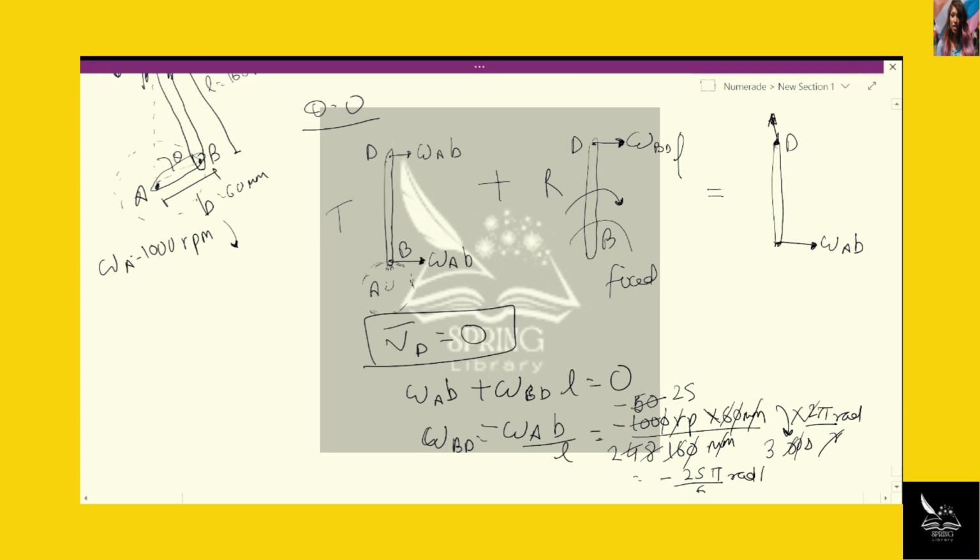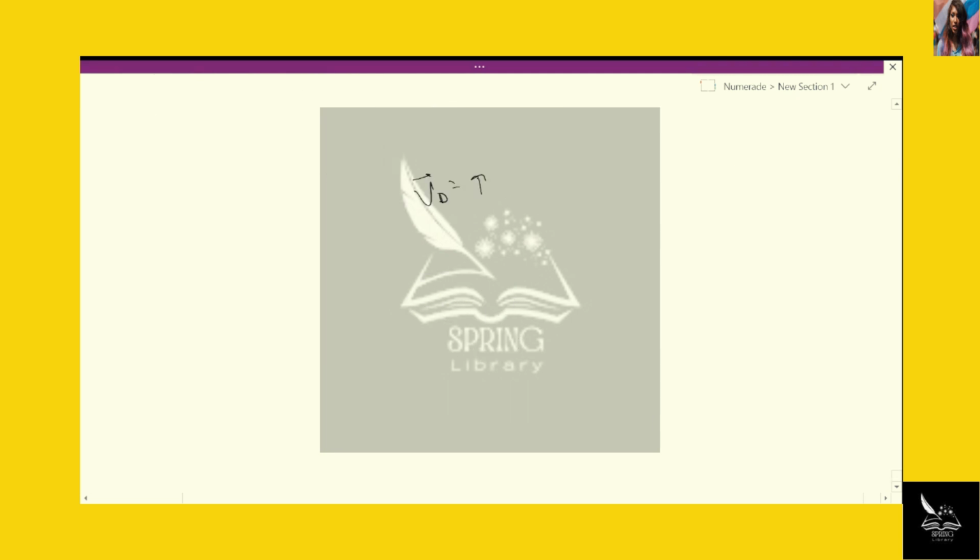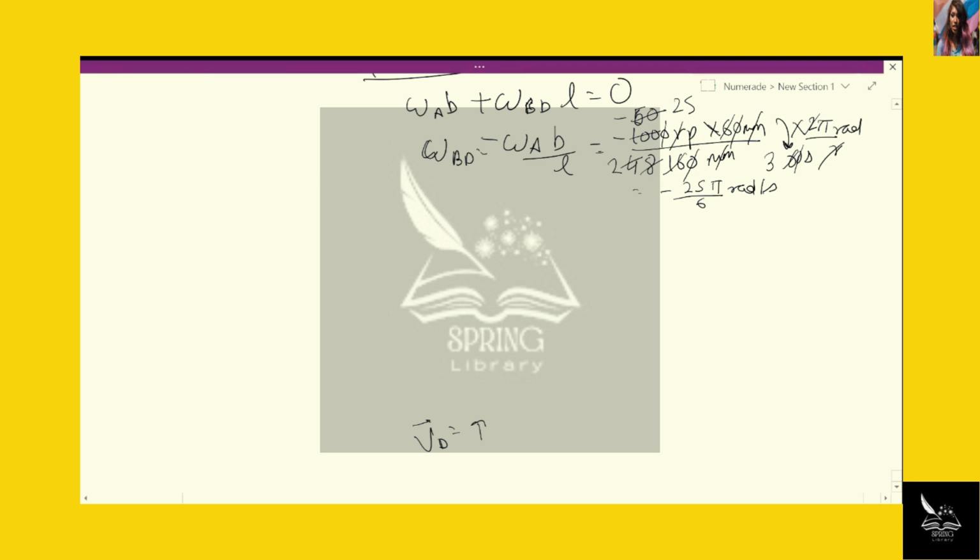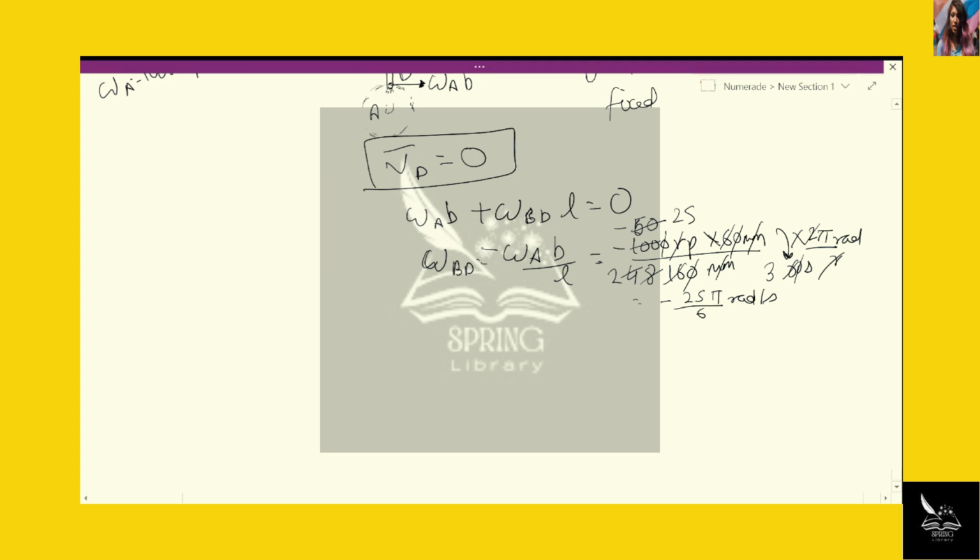So let's get this number. Let's do it without using a calculator. By the way, pi can be approximated by 3, so you can just cancel 6, like 3 2s are 6, and so this number is going to be roughly minus 12.5.